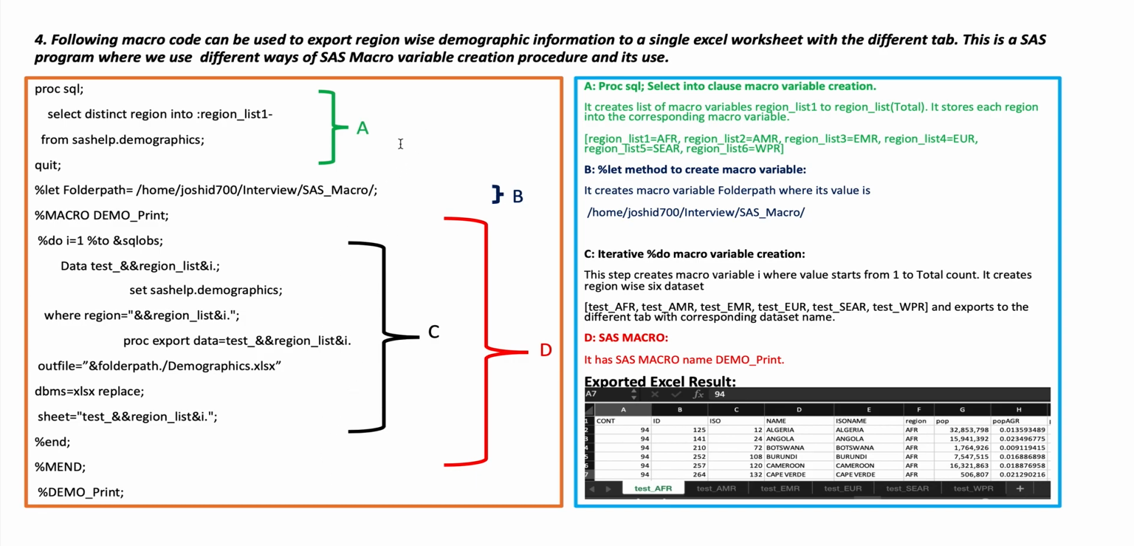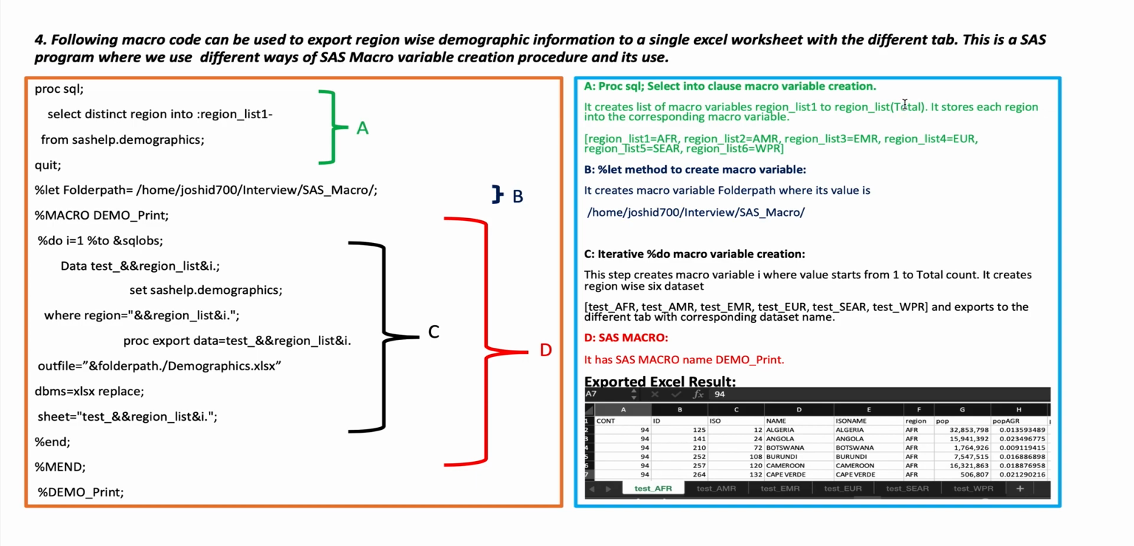The first group is A. In this group, this is the PROC SQL SELECT INTO clause macro variable creation method. It creates a list of macro variables region_list1 to region_list_total. Total means we have 6 here.